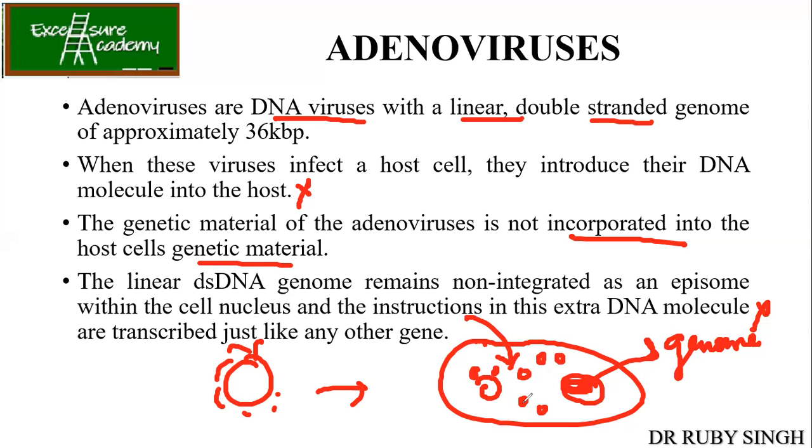Okay, is it clear? As I mentioned before, there are two ways: either it remains only over here, or it gets integrated into the genome. So this is the case where the DNA of the adenovirus is not getting integrated into the host cell's genetic material. Is this slide clear? This is important. Yes, ma'am.